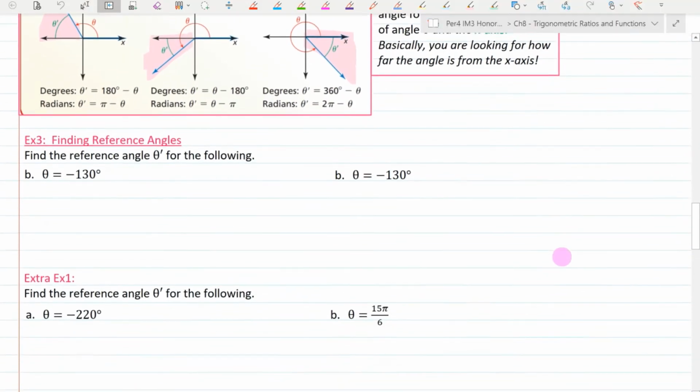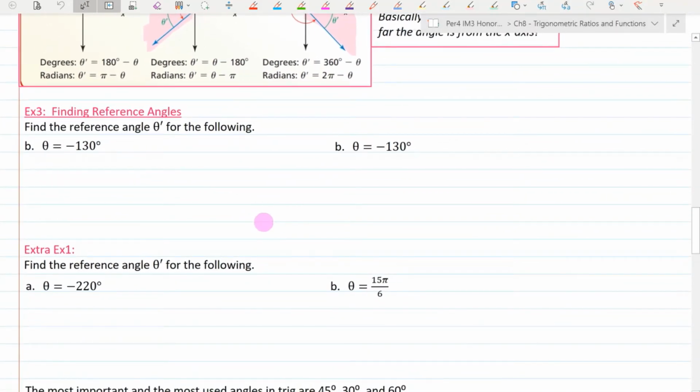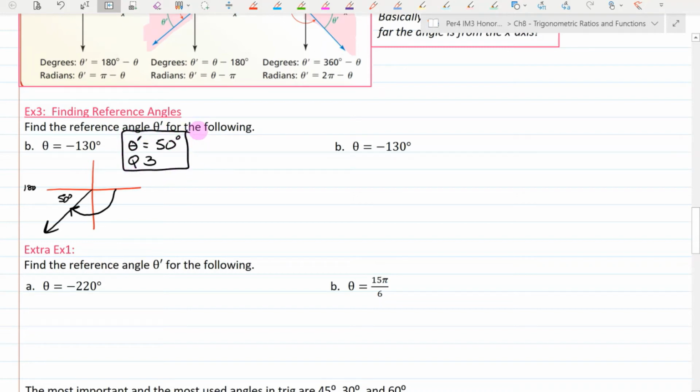All right, so what I want you to do here is find the reference angle, and I also want you to tell me what quadrant you're in, just because I think it's important for you guys to know that. So negative 130 is here. And since this is 180 and we're at negative 130, the reference angle is 50 degrees. And we are in quadrant 3. Okay, so I want you to give me the reference angle and the quadrant that you're in. So go ahead and do the next one, please.